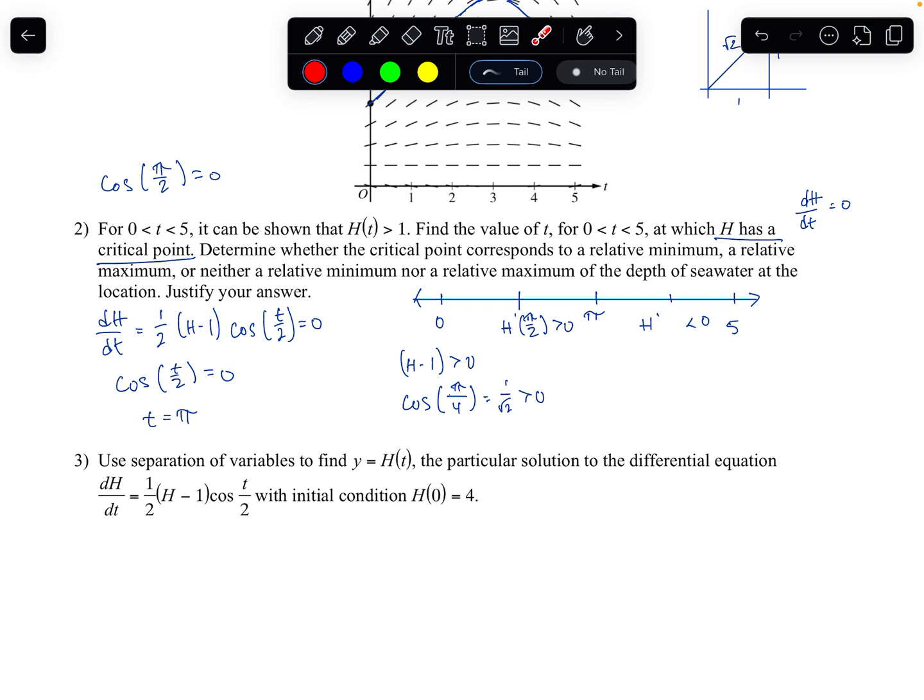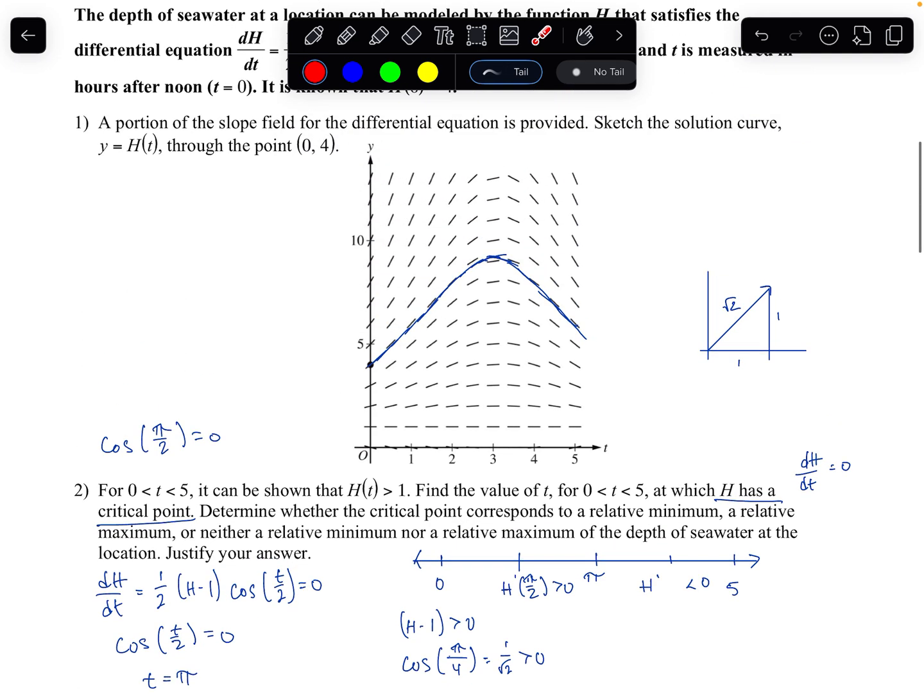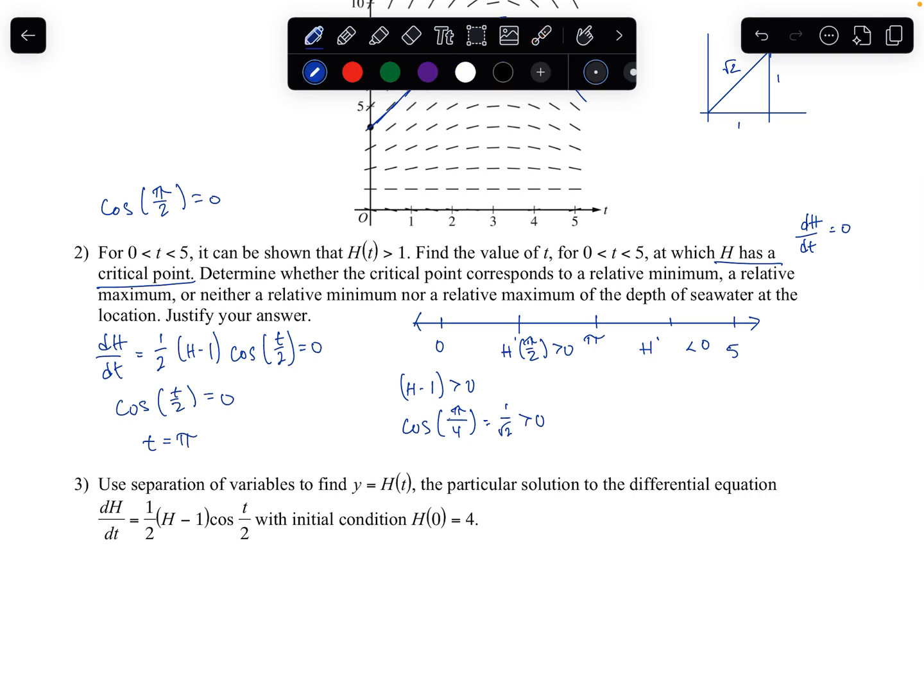But if you plug in 4, then you get cosine of 2. And that's harder for me to decide if cosine of 2 is positive, especially if you don't have a calculator, which this is non-calculator. So I'm going to stick with 3 pi over 2, because I'm pretty sure that's going to be less than 5. Because 3 pi, that's going to be 9. That's going to be less than 5.